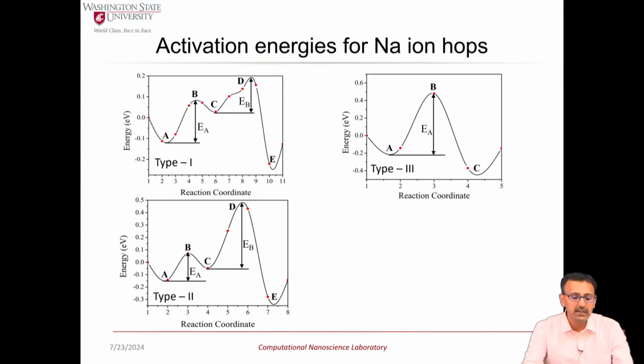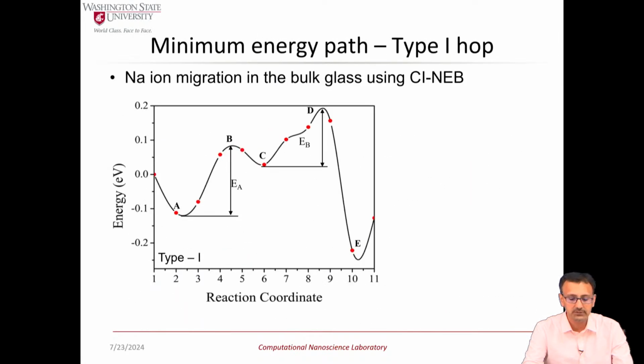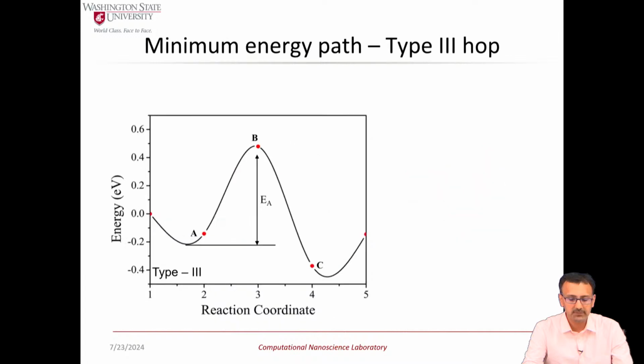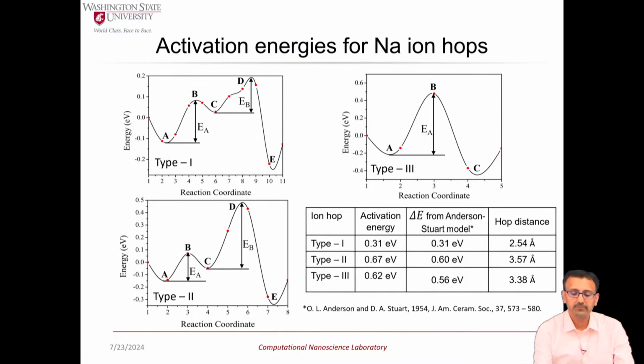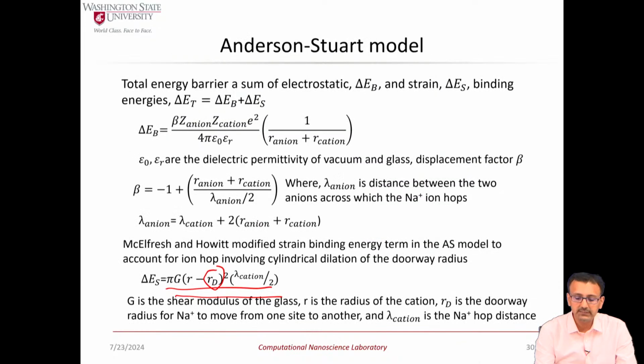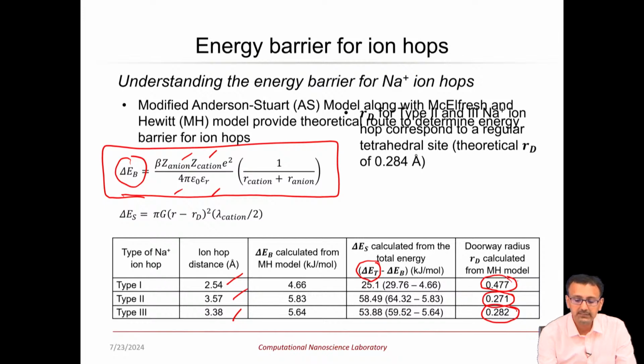Now, let us take a look at the energy barrier for each of these hops, which was summarized here. So, type 1 had the lowest activation energy or energy barrier, and what we find is the doorway radius for that ion hop is the biggest or largest, it is 4.7 angstrom. So, basically the sodium ion has a larger space to hop through for that particular hopping mechanism type 1, which explains that the energy barrier is the lowest of all the 3 hopping mechanisms. Okay.